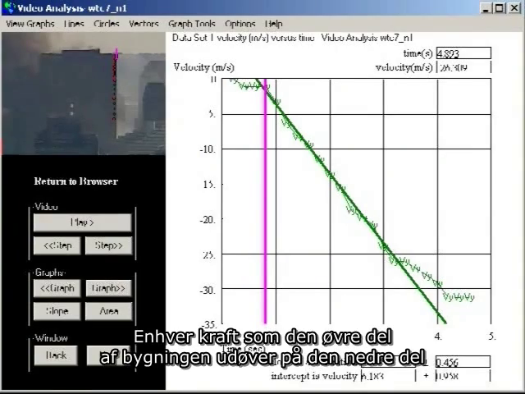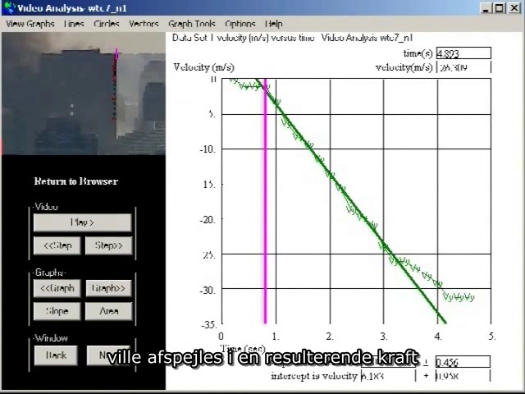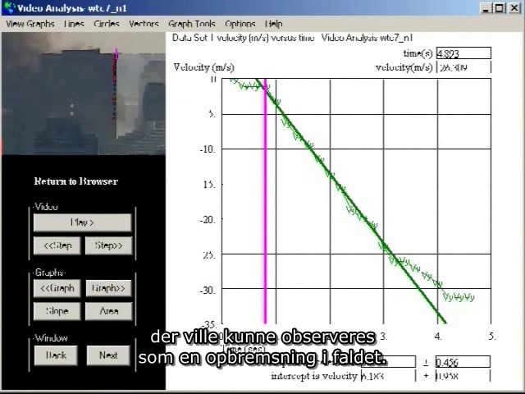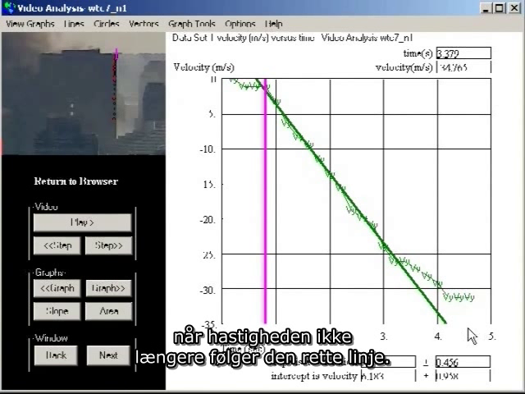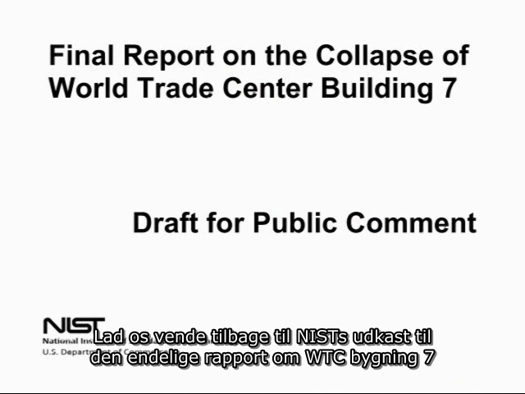Any force the top portion of the building might exert on the lower portion would be reflected in a reaction force that would produce an observable slowing of the rate of fall. A reaction force is observable in this graph only in the last seconds when the velocity strays from the straight line. Let's return to the NIST final report on WTC-7.